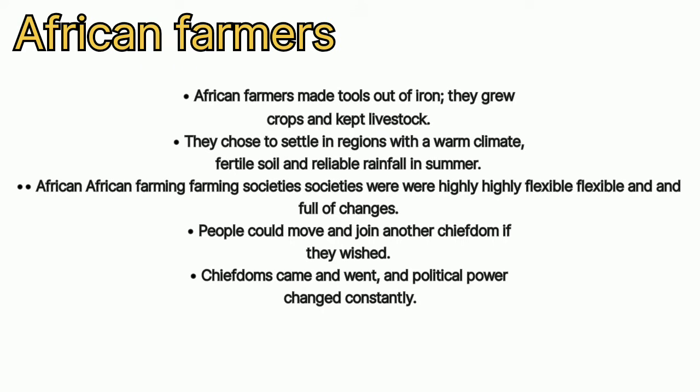African farmers. African farmers made tools out of iron. They grew crops and kept livestock. They chose to settle in regions with warm climate, fertile soil, and reliable rainfall in summer. African farming societies were highly flexible and full of change. People could move and join another chiefdom if they wished. Chiefdoms came and went, and political power changed constantly. These are all the key points that fall under African farmers. Whenever you want to talk about African farmers, which you must do when writing an essay, you should remember these key points.